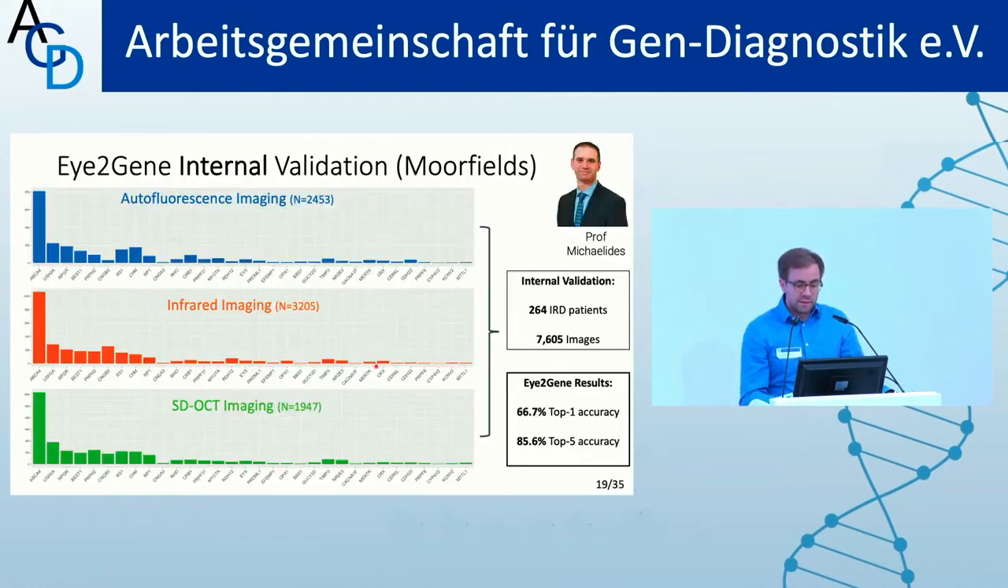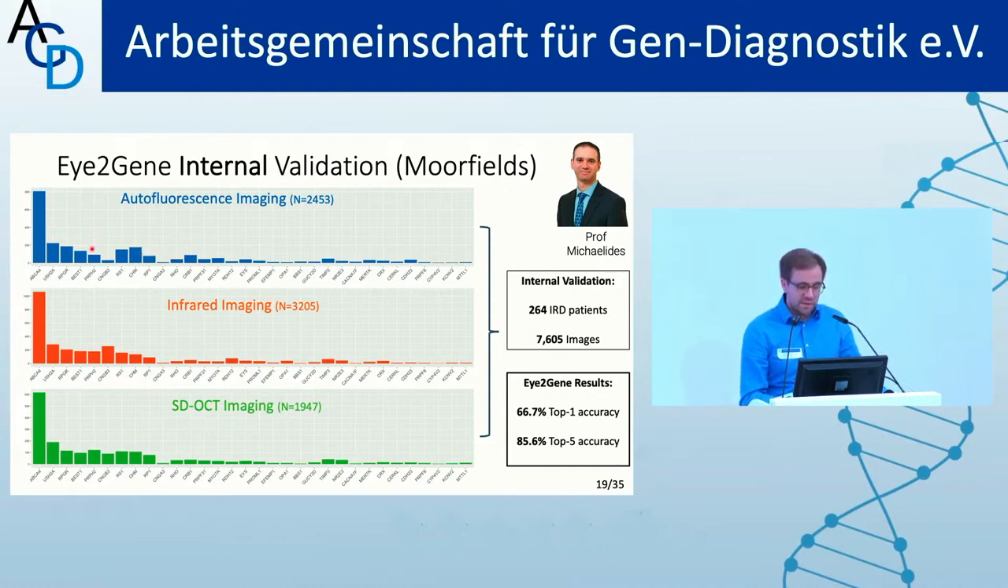So we've validated Eye2Gene on our internal validation data set, and this is with Prof. Michel Michaelides. This was an internal data set, which was obviously distinct from our training data set. I don't need to explain what top 1 and top 5 accuracy is, because Behnam explained it, or Face2Gene explained it. But anyway, that's the idea.